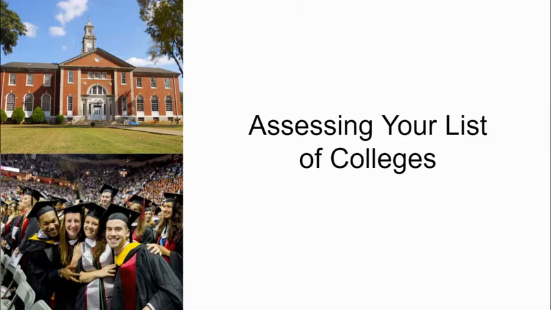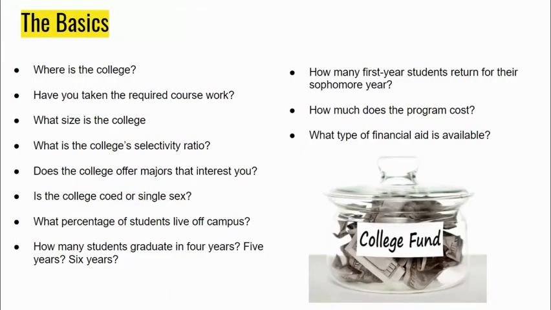So you've gone on Naviance, you put in your criteria, you've thought about your criteria, you now have a list of colleges. What do we do next? All right. So you want to continue to know where the colleges are, where you want to be. You want to look at each college and find out what the required coursework is. You want to compare size, you want to compare selectivity.